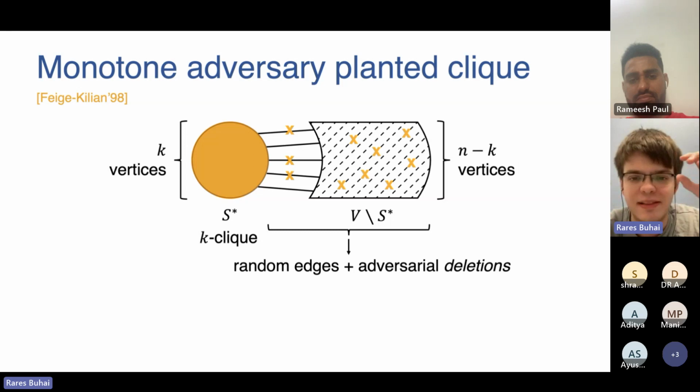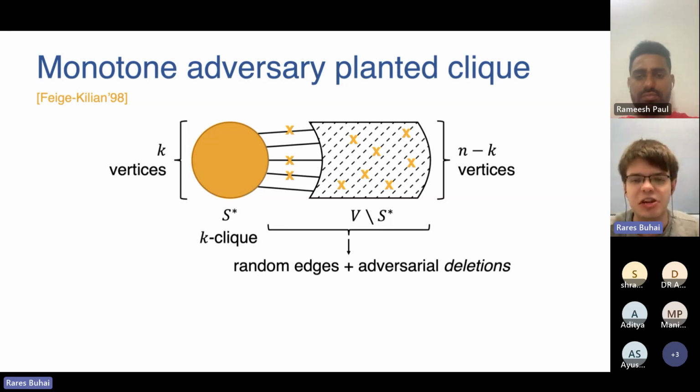I assume that just as in the planted clique setting, you generate random edges, and then an adversary can delete any subset of edges in this part, in the part from S star to V minus S star and in V minus S star. And this adversary can do this adaptively, after seeing what the random edges were. So the adversary sees first what was generated and then selects what to delete.